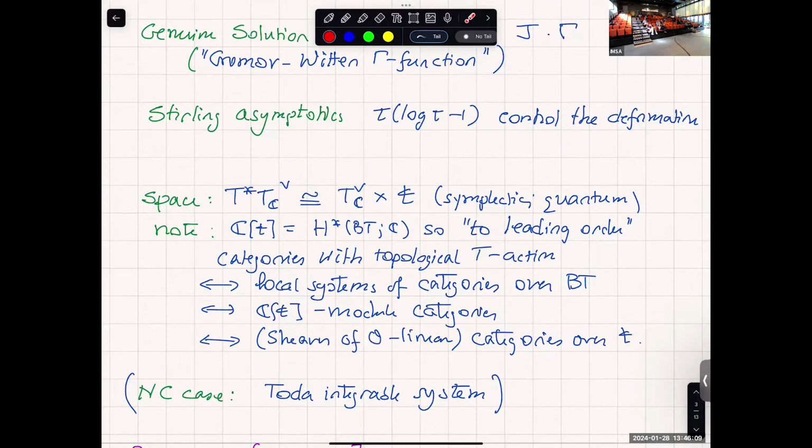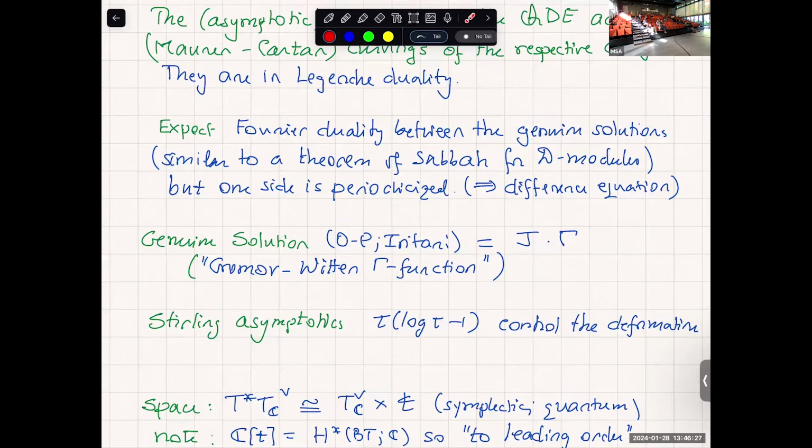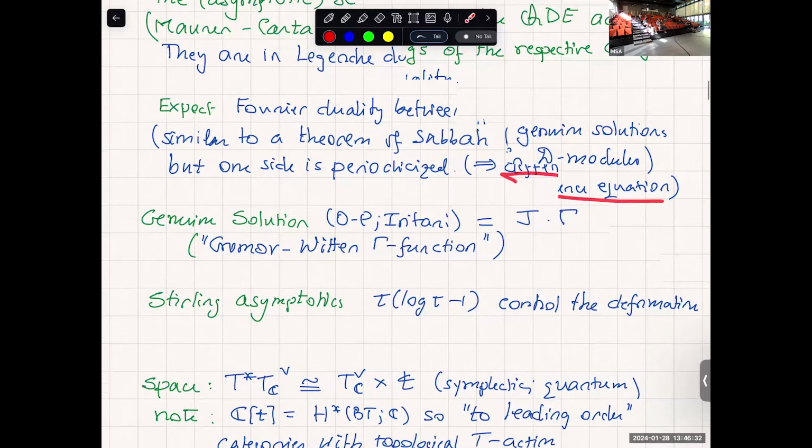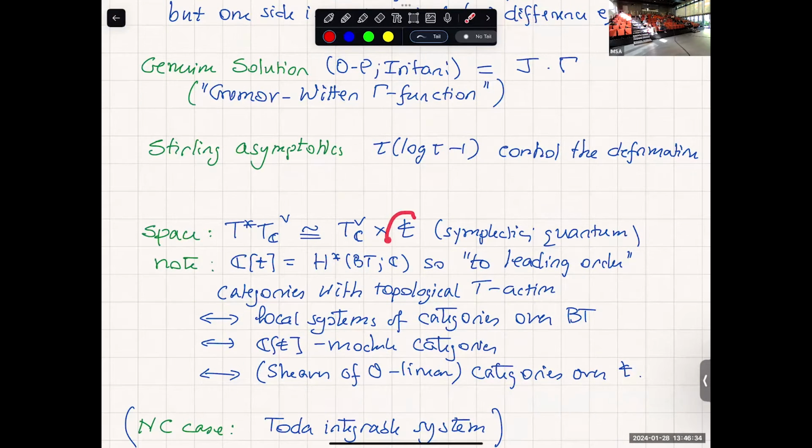So the space in question, as I said, is a cotangent bundle of the dual torus, which is also the dual torus times the Lie algebra of the original torus. The natural symplectic manifold has a very natural non-commutative deformation. That's where the difference equation comes from. Where did I say that? Right, because if you think of this as the base, which is the more natural base, the fibers are periodicized, so what you have are not differential operators, but exponentials of differential operators.